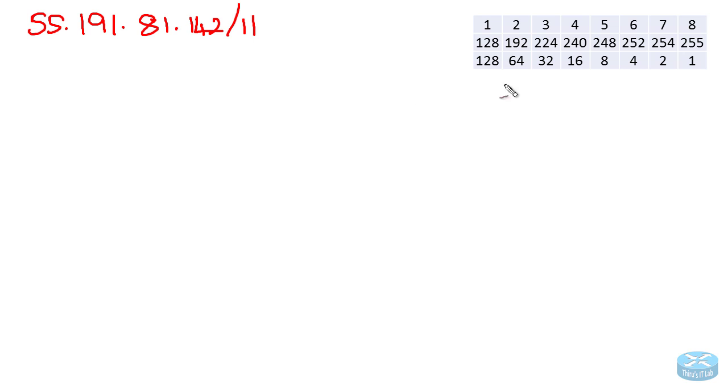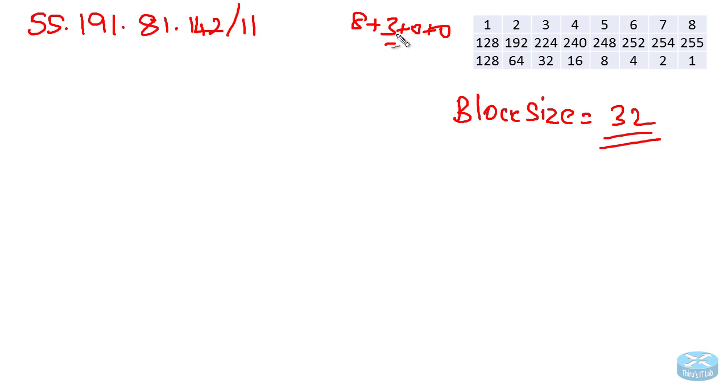Now we know the block size. The block size is 32, right? And we are interested in the second octet of the IP address, the one with the 3 bits. So what we're going to do is divide this number, 191, by the block size, 32.